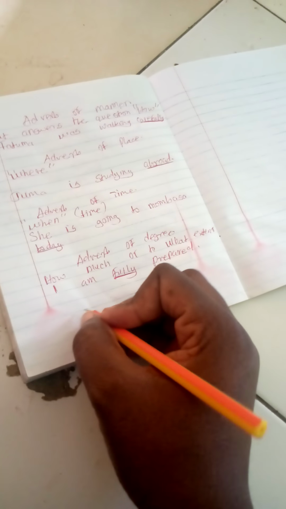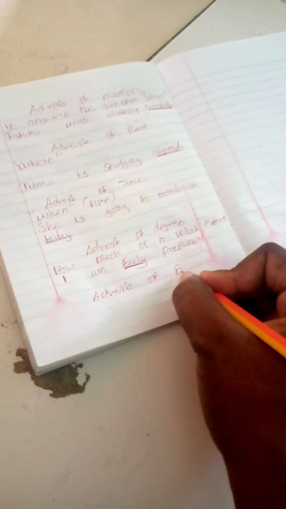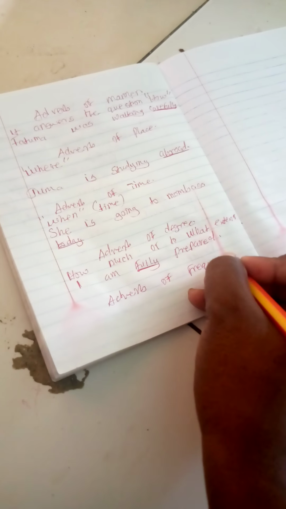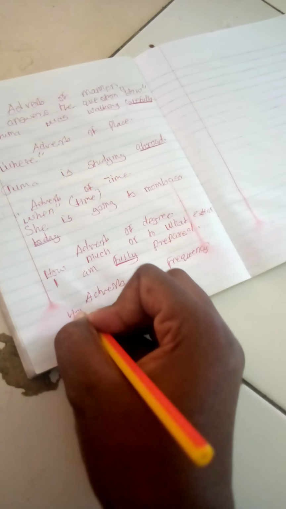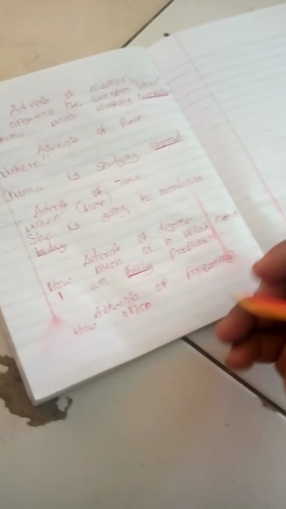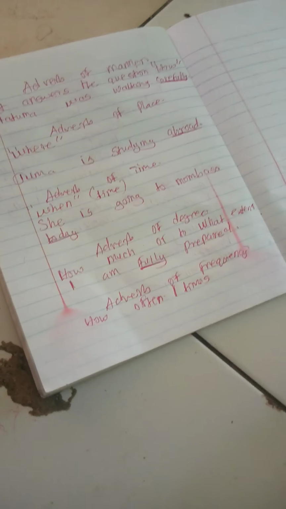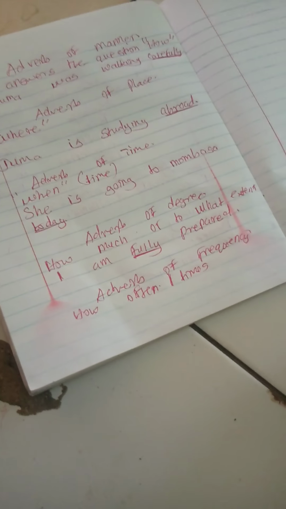Next type of adverb is adverb of frequency. In adverb of frequency, this one answers the question how often, or how many times something happens. How often something happens. For example, I brush my teeth every day.